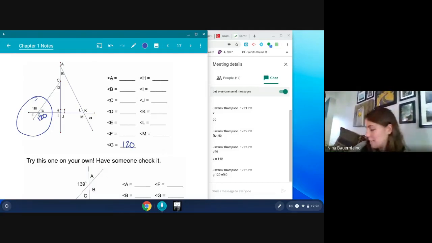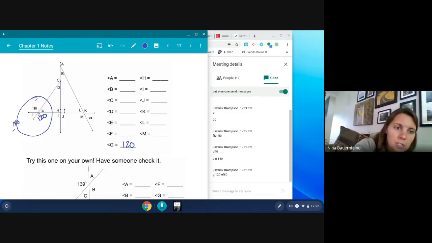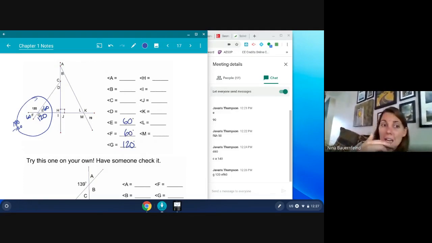What are F and E going to be? Oh, Javaris, I see you. This is 180 minus 120, which is 60. So F and E, 60, 60. Okay, so we've got that one.